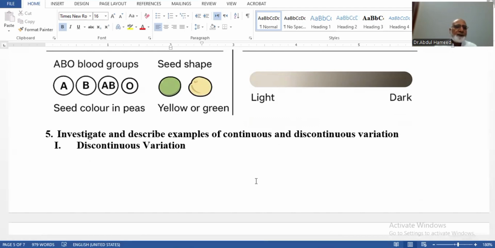In case of the Cambridge syllabus, whenever a question begins with the term investigate, it means that there may be a practical question in our exam. So we are supposed to investigate and manipulate the given data to give the answer in our ATP paper or the exam. So investigate and describe examples of continuous variation and discontinuous variation.